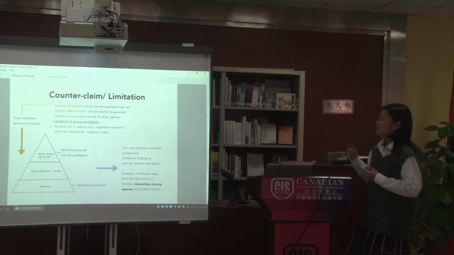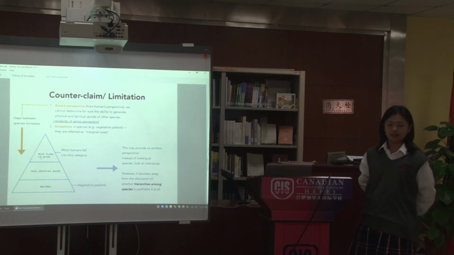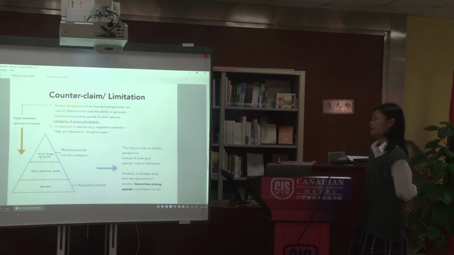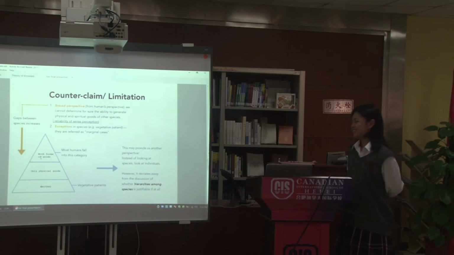It could be argued that we can look from another perspective. Instead of looking from the point of view of species, we can look at individuals. However, that would deviate from the discussion of whether hierarchies among species are justified. So that's why we're going to stop there and keep it as a limitation to this argument.